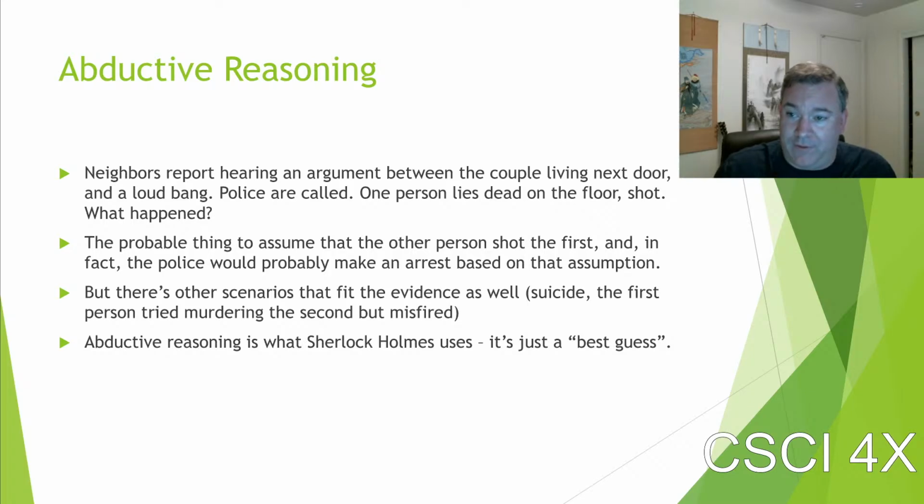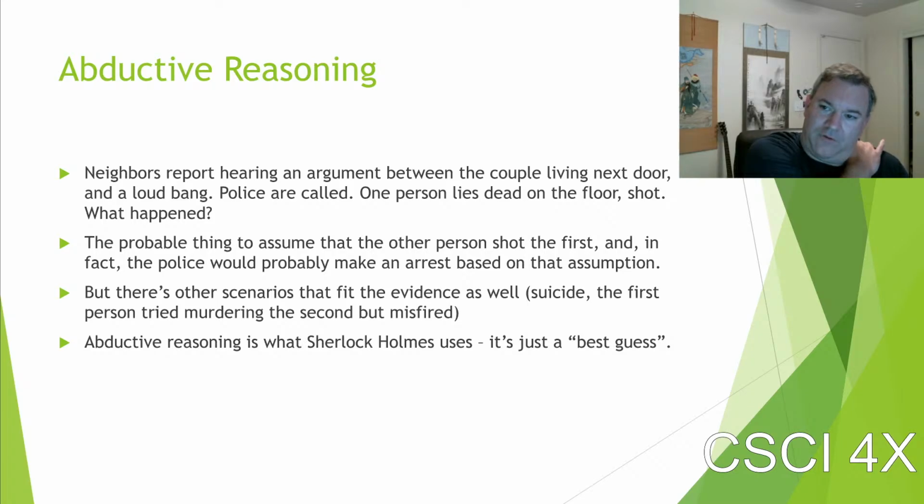But there's plenty of other scenarios that could have happened, right? Like the person could have shot themselves, right? Happens. The person who's dead could have tried murdering the first person, and there was a struggle, and the person defended themselves. Do you understand? There's a lot of different scenarios that match the evidence, right?